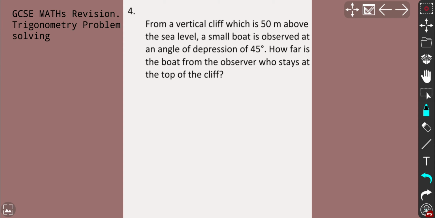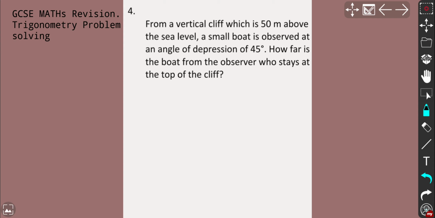And we start. From a vertical cliff, which is 50 meters above the sea level, a small boat is observed at an angle of depression of 45 degrees. How far is the boat from the observer who stays at the top of the cliff?